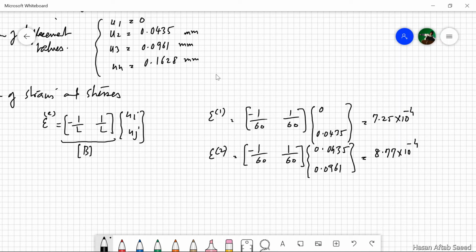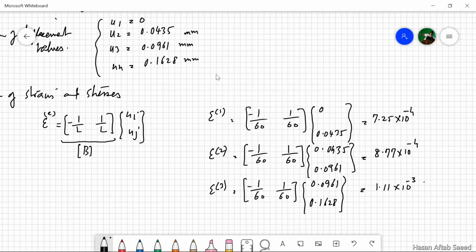Finally, we come to element number 3. Again, the same lengths, and this time we have u3 and u4, 0.0961, 0.1628, and the strain in the third element is 1.11 into 10 raised to power minus 3.